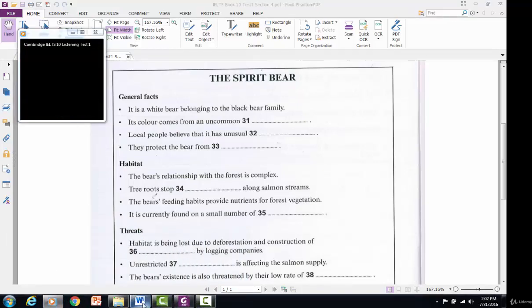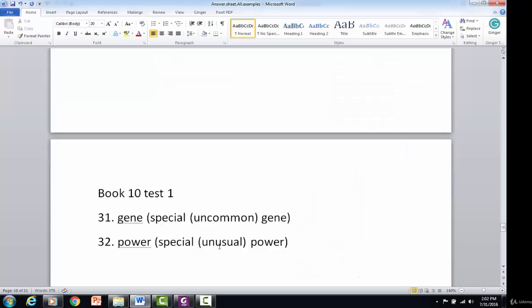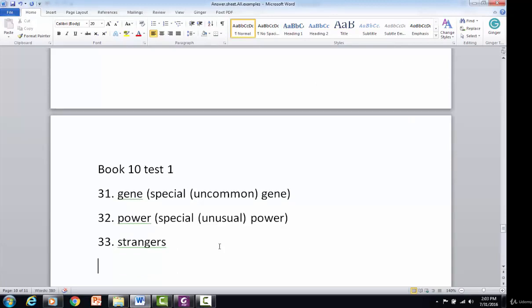Right, so when we look here, number 33 was strangers. 34 was erosion, and it says it helps prevent. Helps prevent is a synonym for stop.